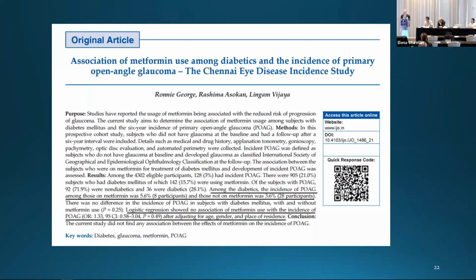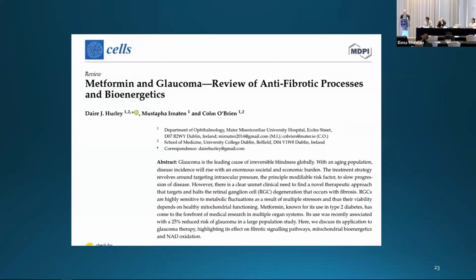There's one study that did not show an association. This is a study in India, but you can see that they only had 5 or 8 participants that were on metformin and 28 that were not. So it was a pretty small study, and I don't know if it was sufficiently powered to answer the question.